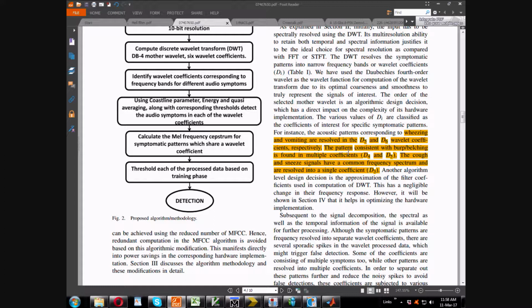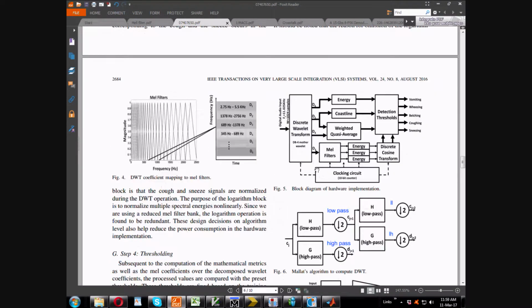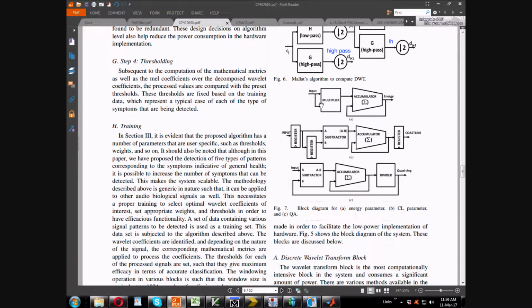The D4 and D5 identify burp and bleaching. The cough is identified in D3. This kind of thing we identify easily through these 6 signals, D1 to D6. D6 is the last signal, so we find the energy of that signal. The energy is nothing but the multiplier; we are boosting the signals, that is called the energy parameter.